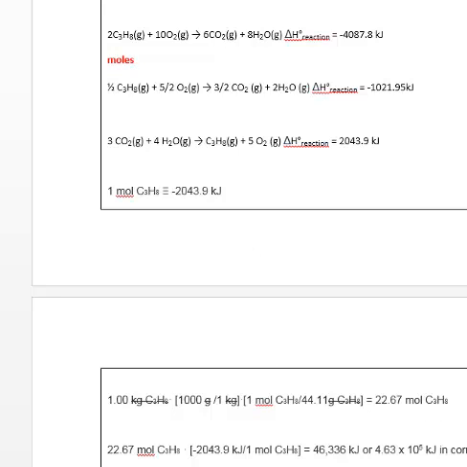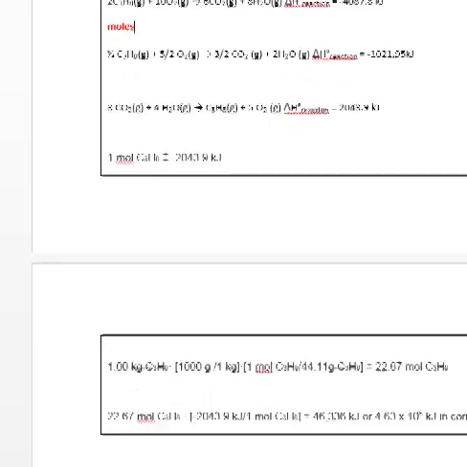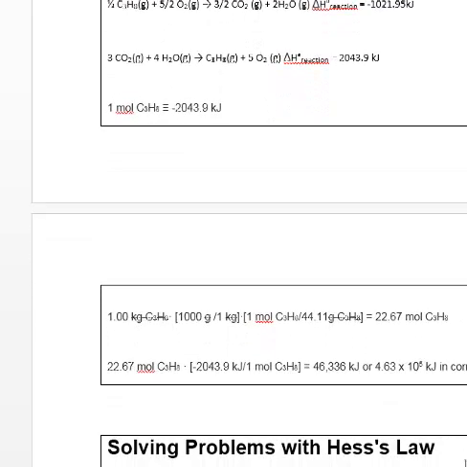1 kilogram C3H8 times 1,000 grams per 1 kilogram times 1 mole C3H8 per 44.11 grams of C3H8 equals 22.67 moles of C3H8.